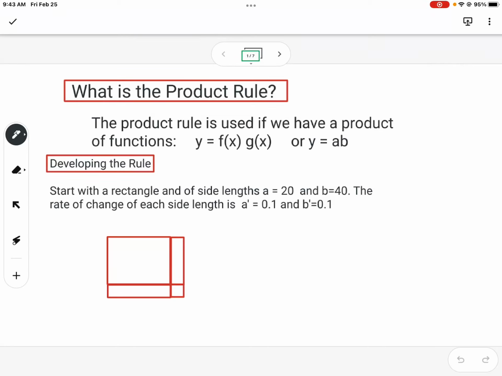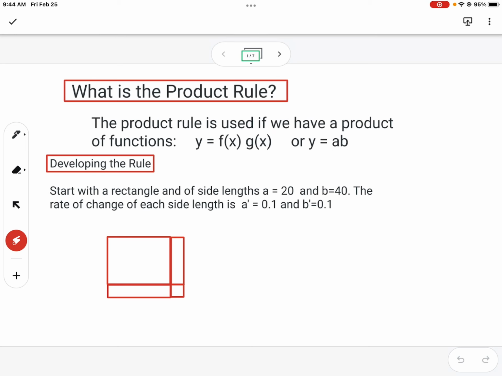I'm going to do a screencast today on the product rule. And so what we're going to do is look at how functions that are in a product behave when we're getting the rate of change, okay? So think of it as f of x multiplied by g of x, but we're going to shorten that to a times b to make things simpler.